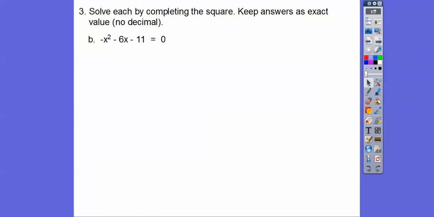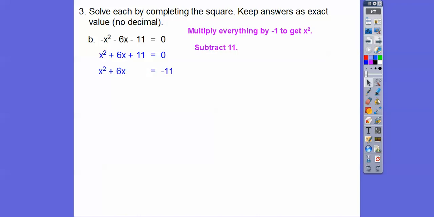It's a little ball. Anyway, so let's add 11 to both sides. First, I don't want the negative x squared, I want it to be a positive x squared before we complete the square. So since it was negative x squared, we just multiplied everything times negative 1. We multiplied both sides of the equation by negative 1, so we get that.